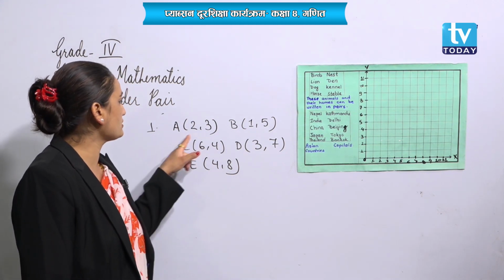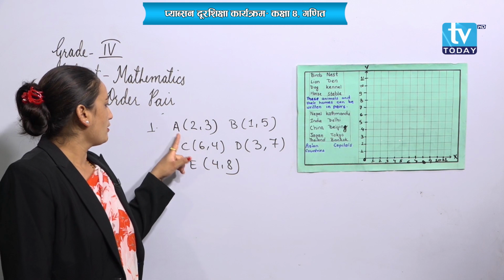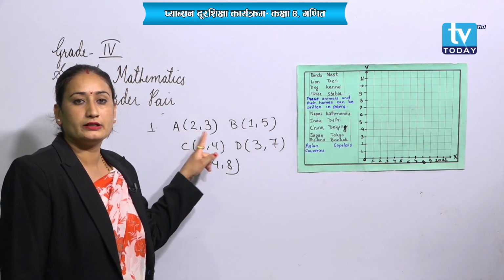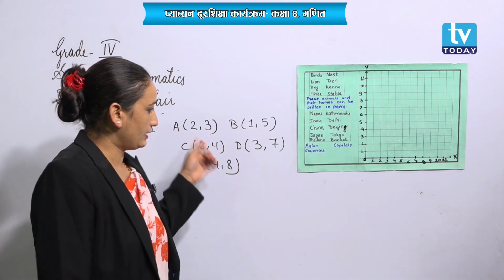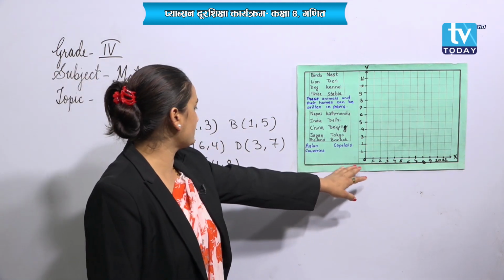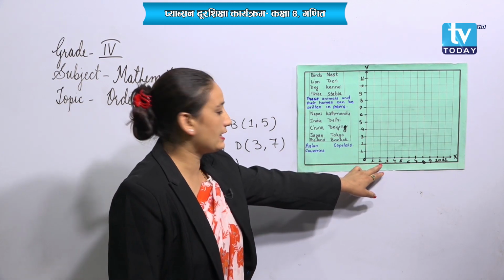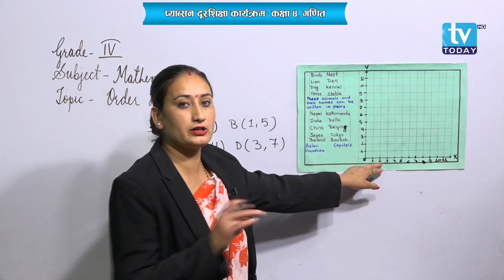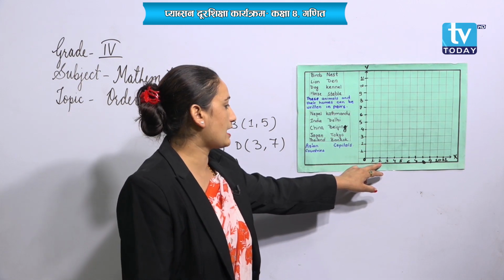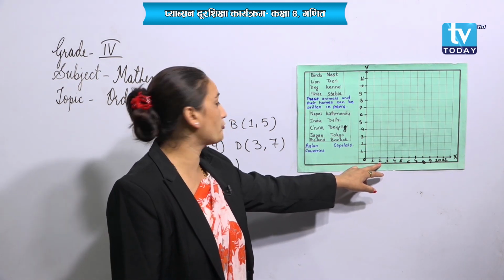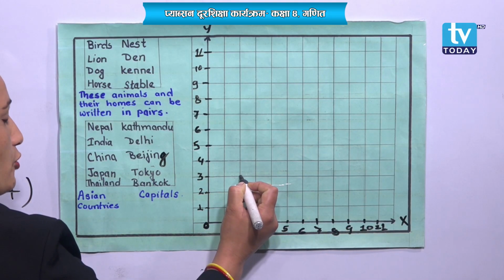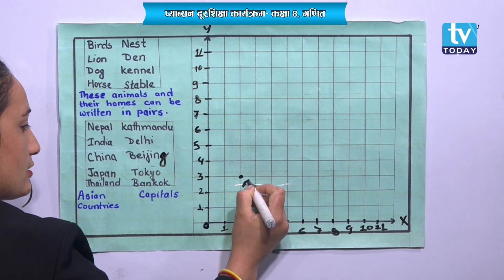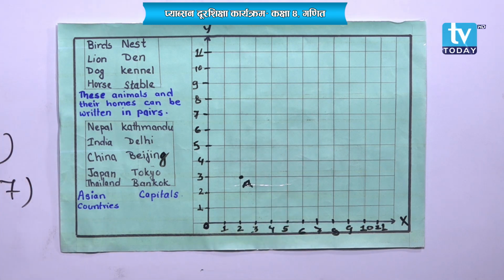What is there in the first question? There is A having 2, 3. 2, 3 means 2 units and 3 units. Let's plot the point. 2, where is 2? Here is 2, right? We have to go first of all 2 units forward and then we need to jump up 3 times. 1, 2, 3. Let's plot a point over here and write the point name as A. Have you written? Same like this.